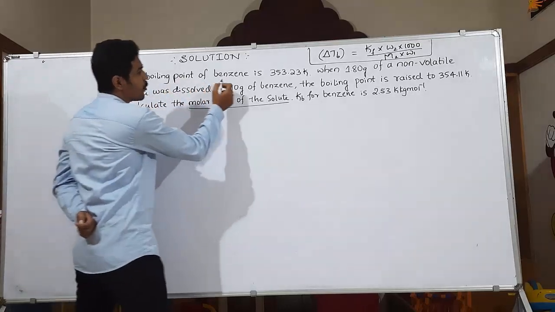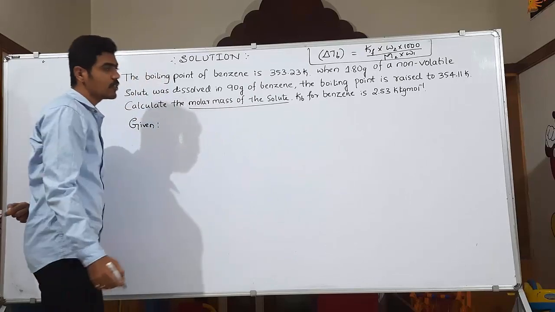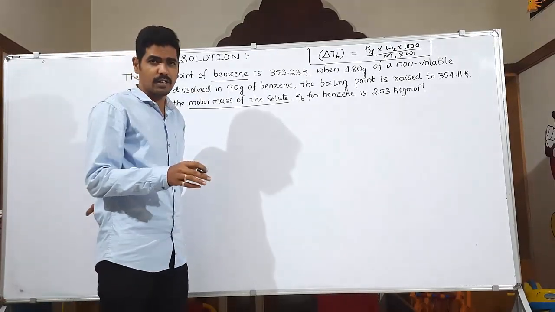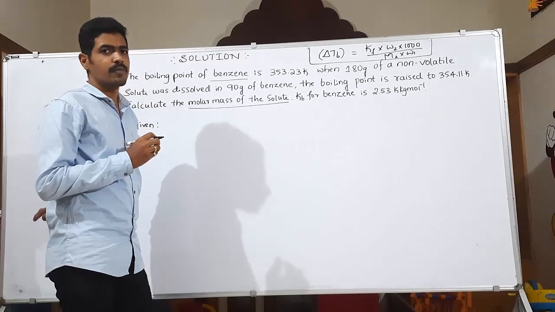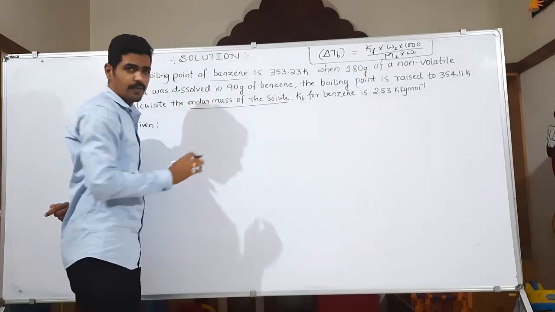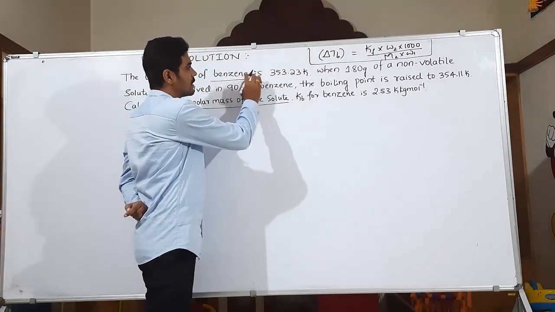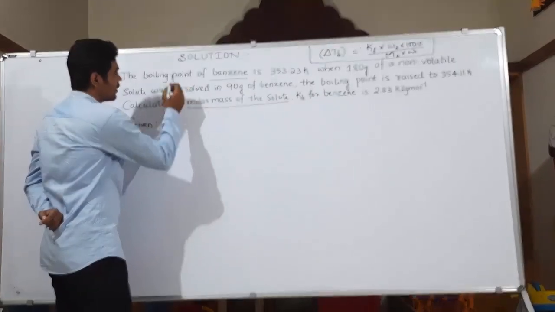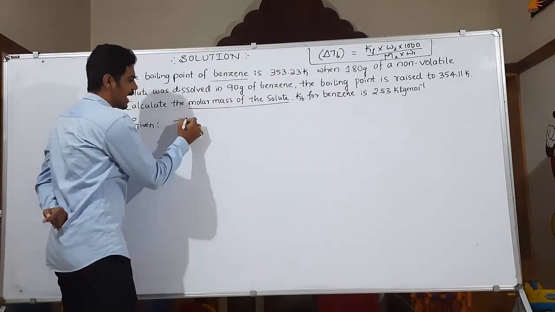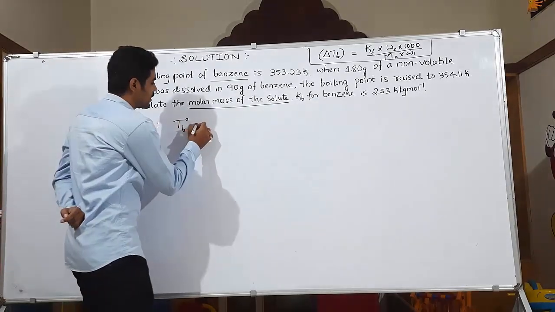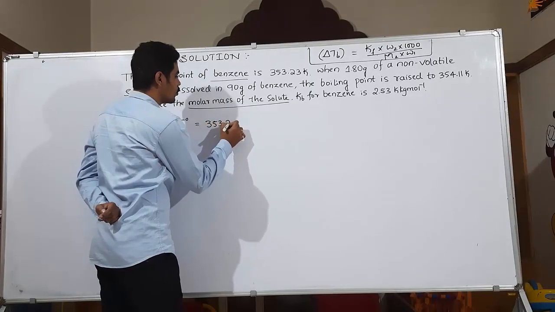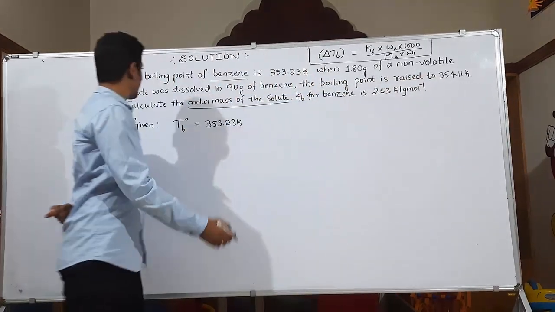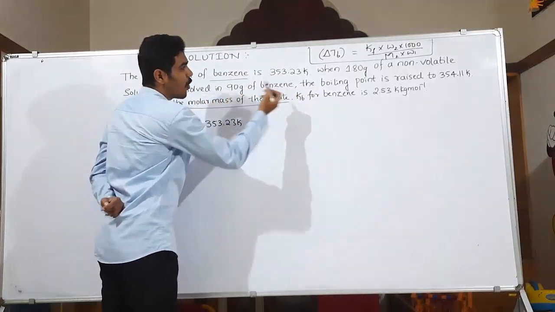First, the boiling point of benzene is 353.23 Kelvin. So this is the pure benzene. They have not mentioned it as a solution, meaning it is before addition of a solute to the solvent, which is benzene. The boiling point of the pure solvent, that is pure benzene, is 353.23 Kelvin. The boiling point of pure solvent is represented as TB0, and that is equal to 353.23 Kelvin. And next, when 1.80 gram of a non-volatile solute was dissolved in 90 gram of benzene.